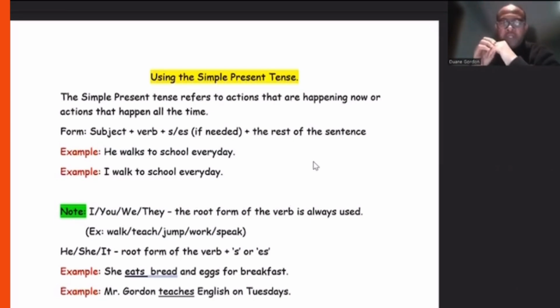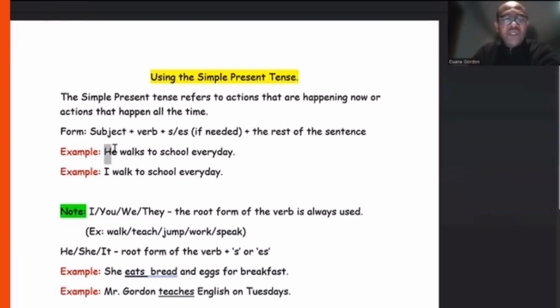There's a form to consider when we are structuring our sentences in the simple present tense, whether we're writing it or we're verbally expressing it. We want to consider the subject, the verb, then the use of s or es if needed, and then the rest of the sentence. Example: he walks to school every day.